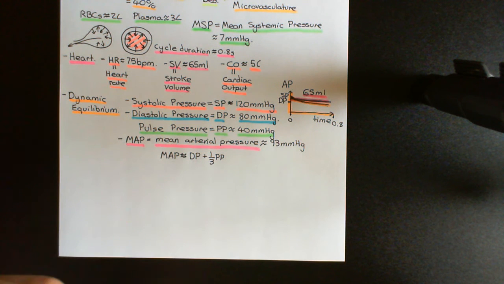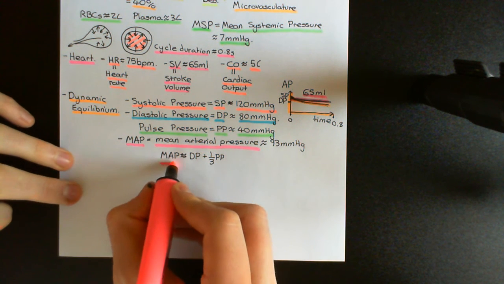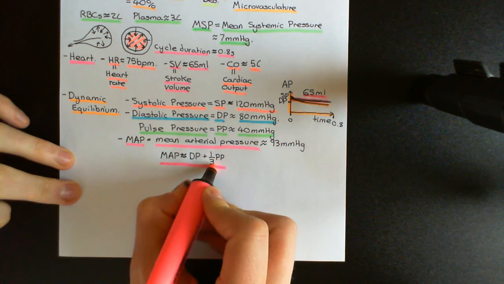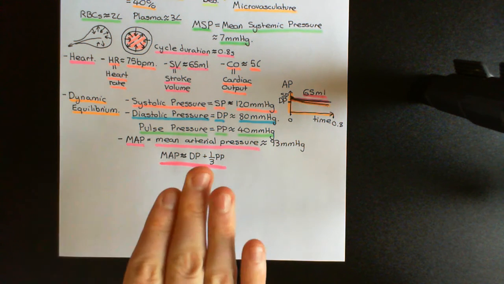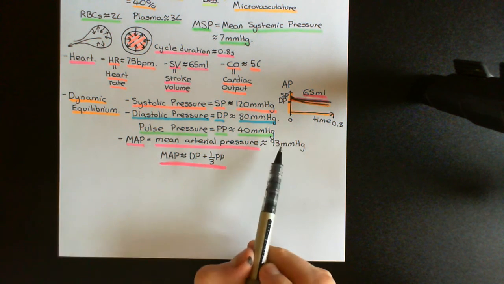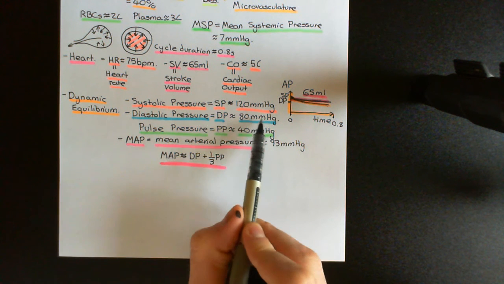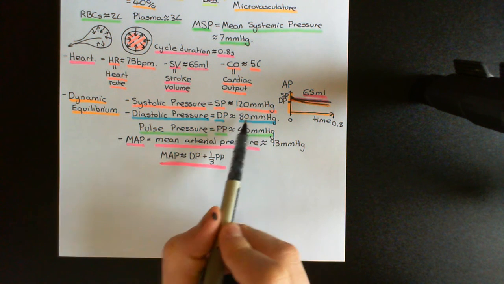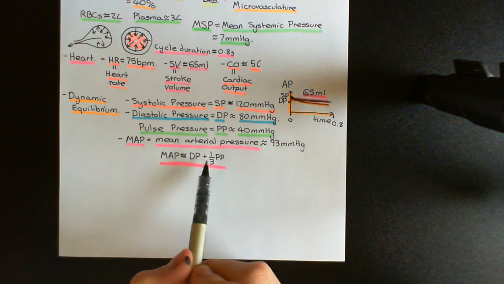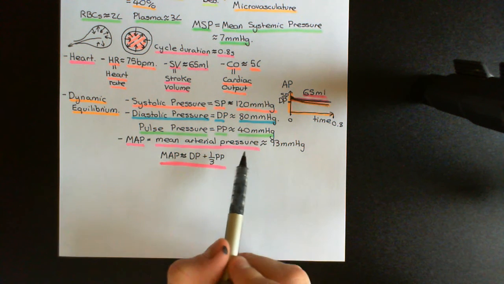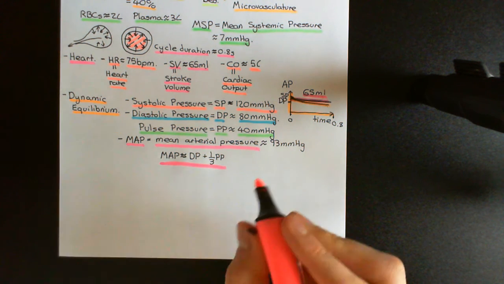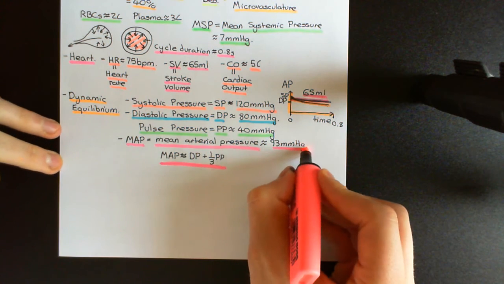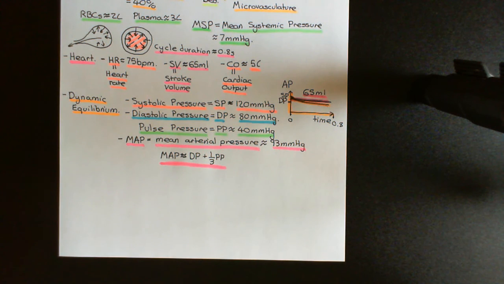This is a formula that approximately gives it to you. If you actually wanted a mathematical formula that gave it to you, you would end up with a much more complicated formula, and even then it would just be a mathematical model. But this is an approximate formula that you can use to get that. So if you put in 80 for diastolic pressure and then put in 40 for pulse pressure, you approximately get 93 millimeters of mercury.